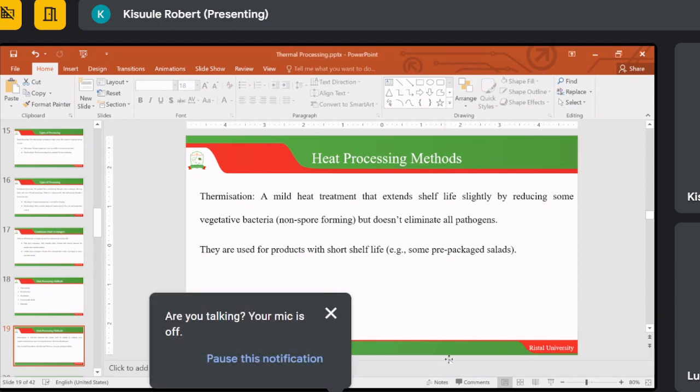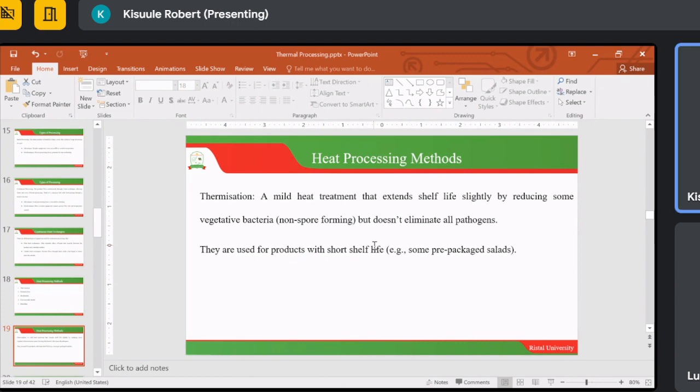Okay, we were saying that thermization is a mild heat treatment that extends the shelf life slightly by reducing some of the vegetative bacteria, or the alternate spore forming bacteria, but does not eliminate all pathogens. However, we might want it. We could opt to use it for those foods that have a shorter shelf life, such as this prepackaged salad.